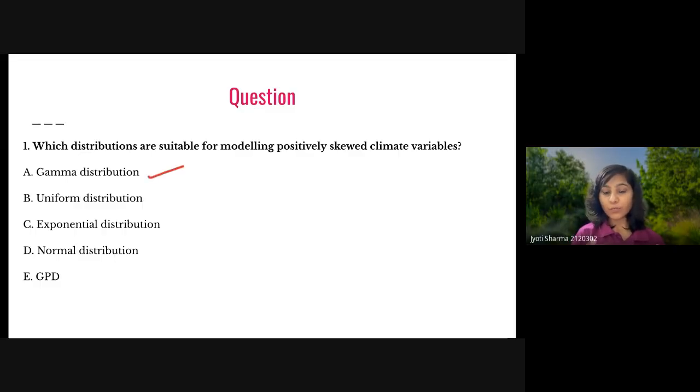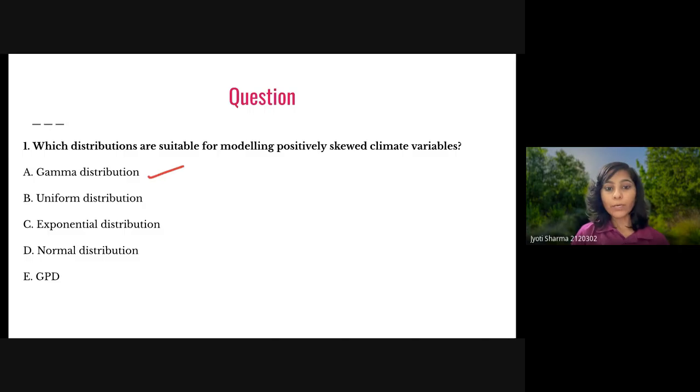Gamma is one of them. What more? This is MSQ, multiple select. As I told you, what is the probability that we get a value of more than 20, or what is the frequency? Such kind of data set is also always positively skewed. Simran, you want to say something? You raised your hand. You can write in the chat box if you want.